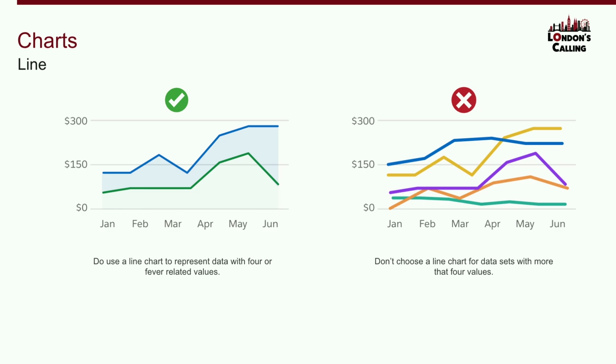Similar on line charts. If you use a line chart to display a data set and you're displaying 4 values or more, that's going to defeat the purpose of using it, because there's just so much information, the outliers, the alerts that you're trying to show to your users are not going to get translated. So use a line chart to represent data with 4 or fewer related values. And I know sometimes that's not possible, but if you can, just keep this in mind.